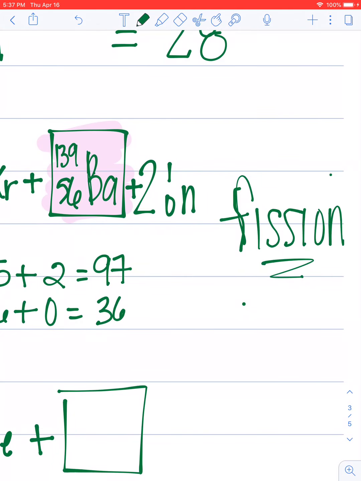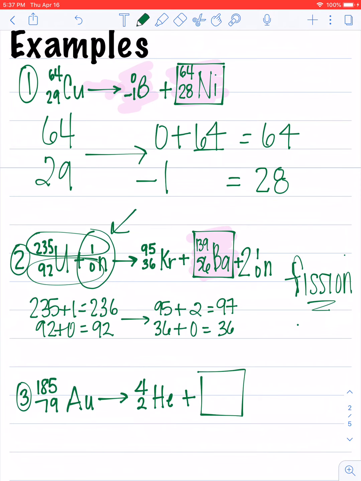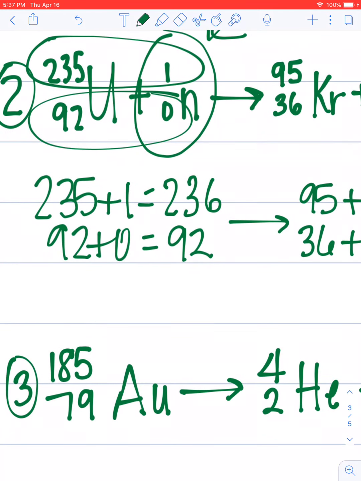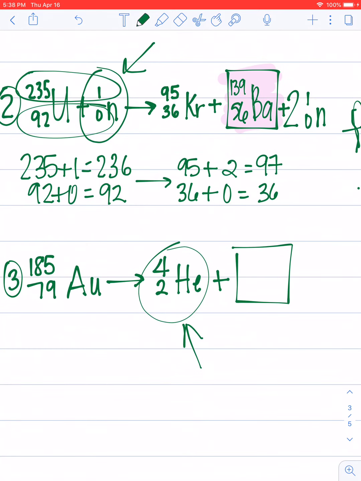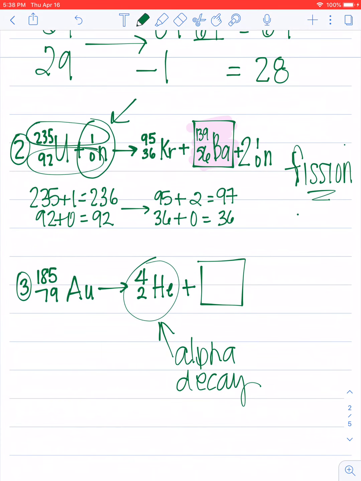All right, and let's work our final example. Ooh, we have gold. So gold is changing into something, or it's decaying into something. Let's see what's happening here. We have, as you can see right here, a helium nucleus, and so that is an alpha particle. That's going to tell us automatically that this is alpha decay. And again, everything on the left has to equal everything on the right.